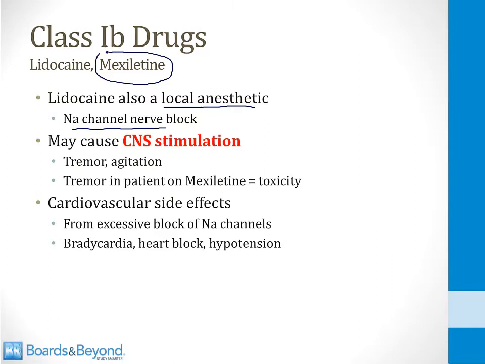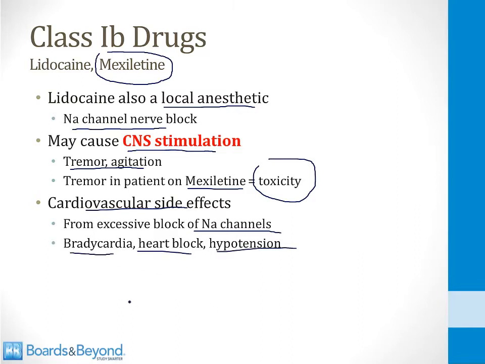Both of these drugs can potentially cause CNS stimulation as a side effect by blocking sodium channels in central nervous system neurons. Patients can develop tremor and agitation. Tremor in a patient taking oral mexilotine chronically is a sign of toxicity. And both of these drugs can potentially cause cardiovascular side effects from excessive block of sodium channels. Basically, if you block too many sodium channels, the heart will stop conducting electricity and will stop contracting normally. So these patients can develop bradycardia and heart block and hypotension.